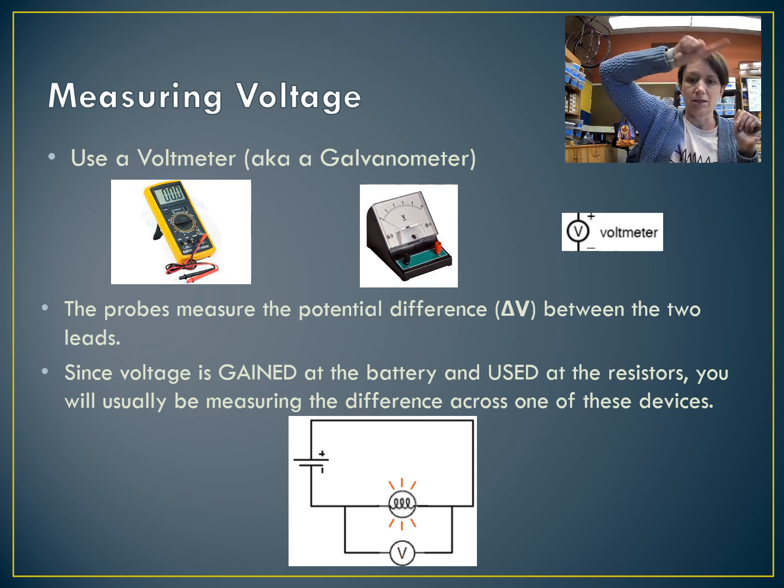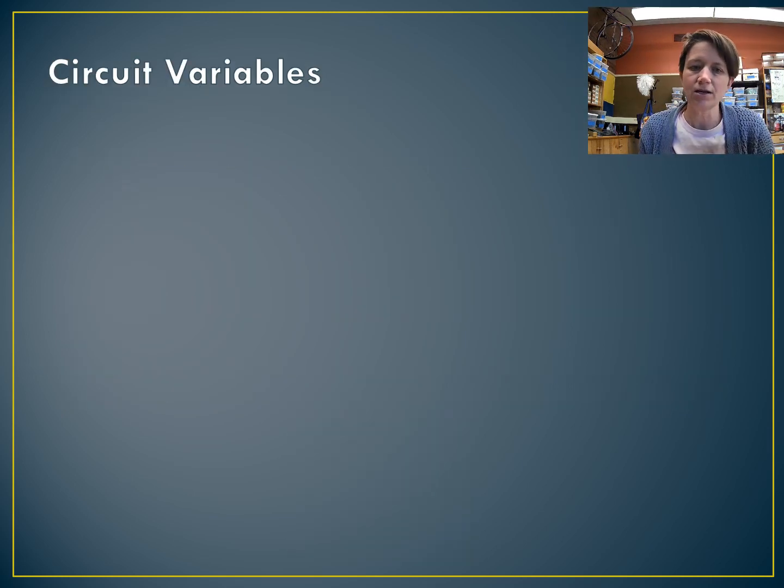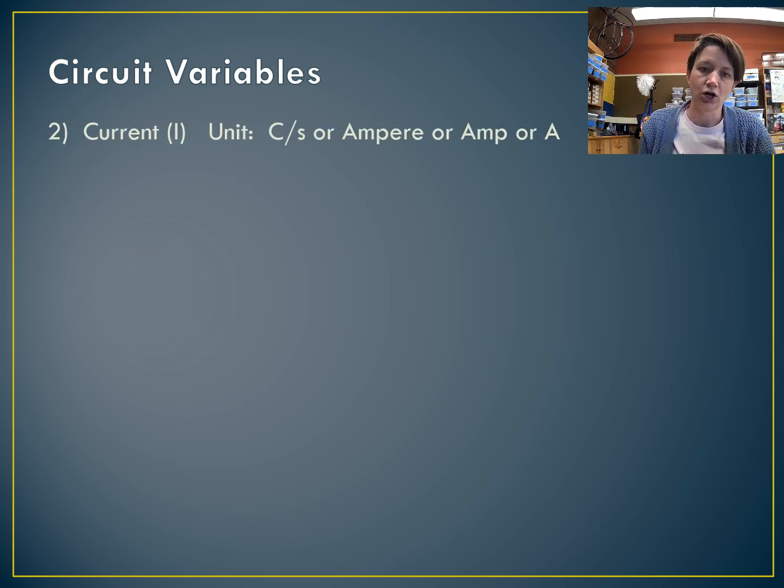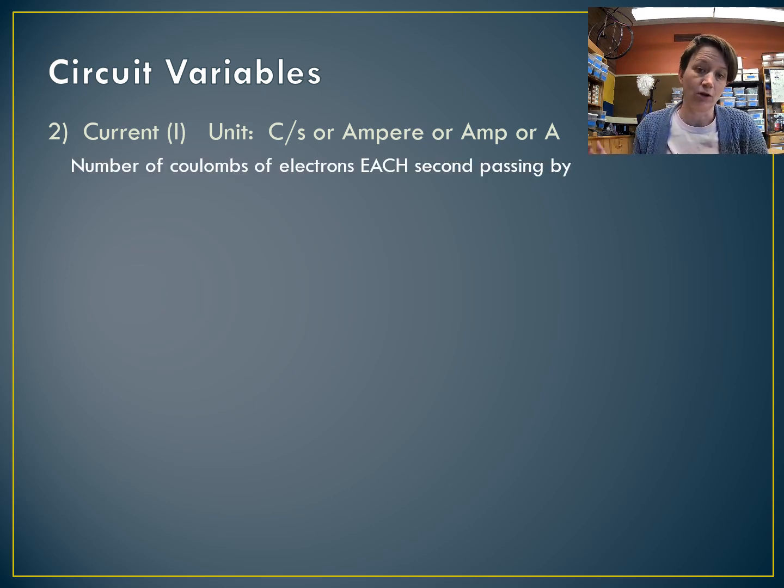The wire path is a little bit longer, but there's no other resistors in the way, so this voltmeter would measure either of those things. Should be the same. So the second circuit variable is current, and current is represented by an uppercase I in equations. Current is essentially the flow rate of electrons.